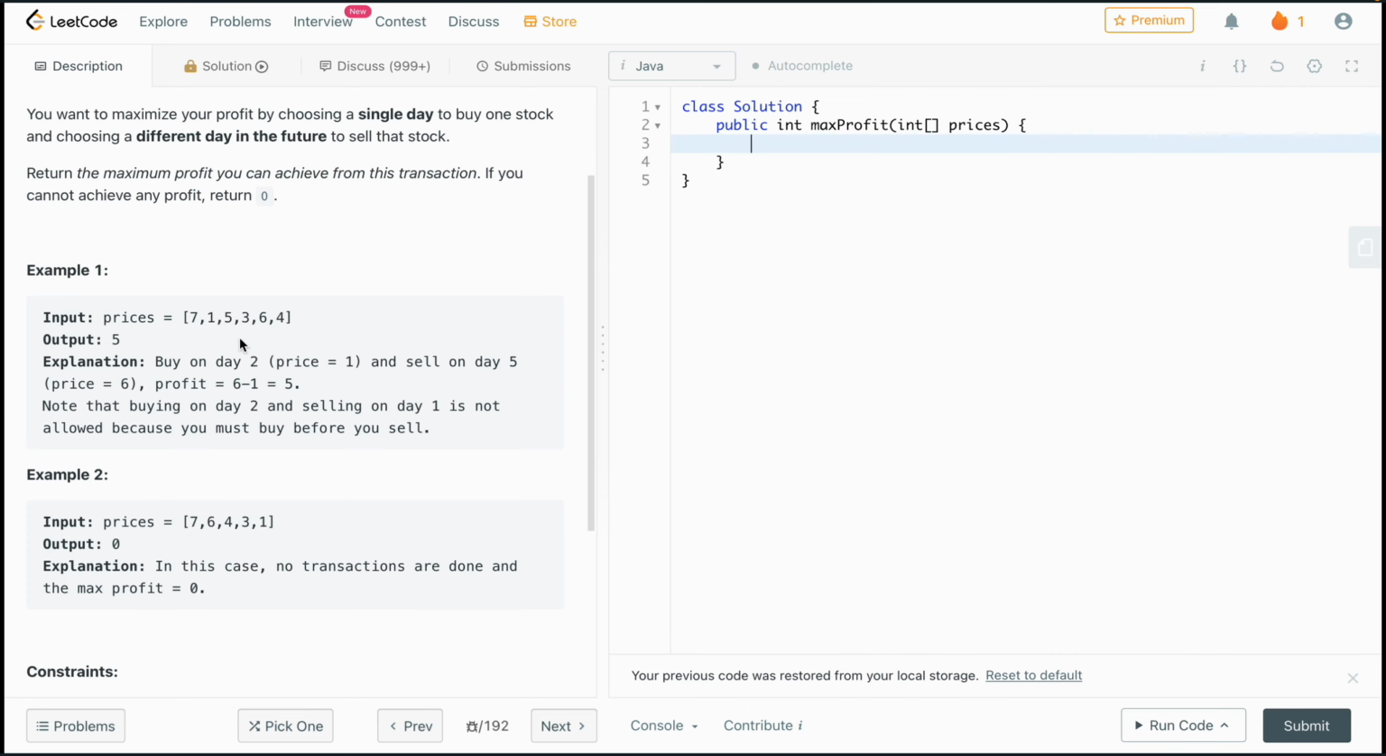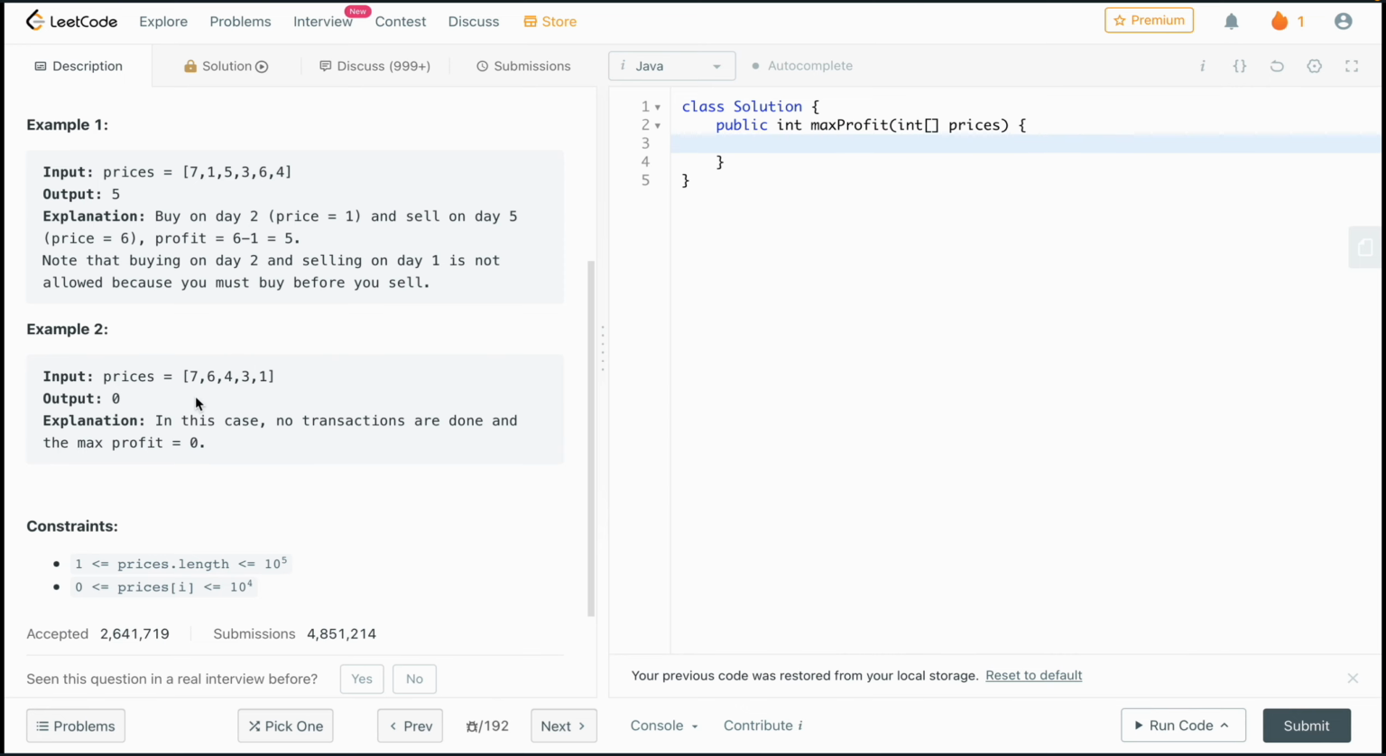Then we look at 1 and 3. We could make a profit of 2. Then we look at 1 and 6. Now we can make a profit of 5, which is greater than our previous maximum, which was 4. So now 5 will become our max profit. Then we look at 1 and 4, and we make a profit of 3. So we look through the whole thing, and then we see that the max profit we made was between buying at price 1 and selling at price 6, which gave us a profit of 5. So we're just going to return a 5.